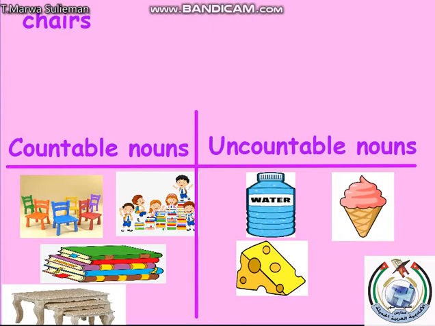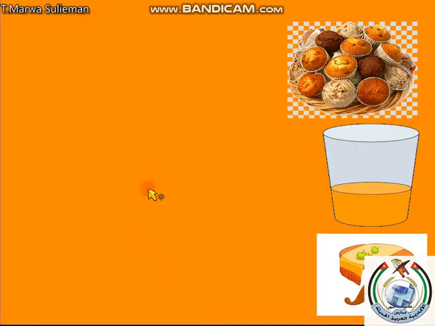Let's go to this page. In this exercise, here we have a number of pictures. We will talk about each picture using a lot of, a little, and a few. Let's look at these cupcakes. Are cupcakes countable or uncountable? Excellent. Cupcakes is a countable noun. 1, 2, 3, 4, 5, 6, 7. Okay, so cupcakes is a countable noun.